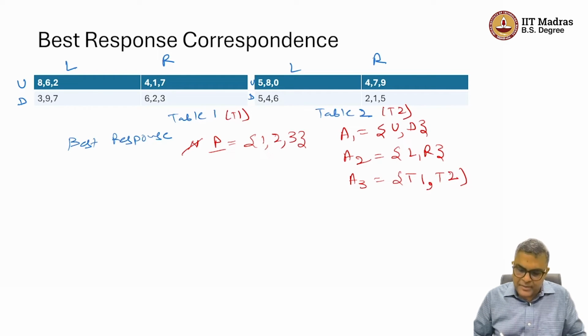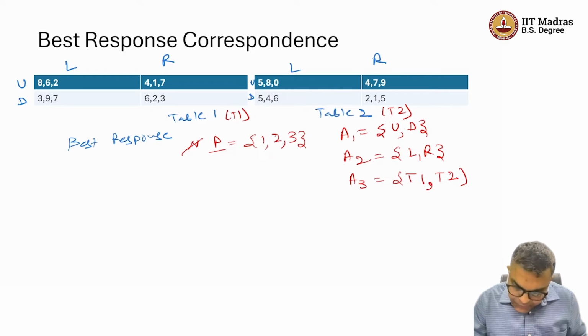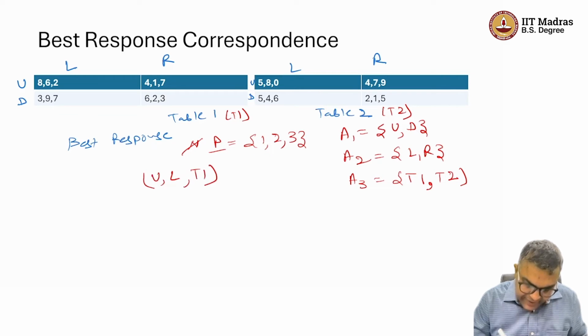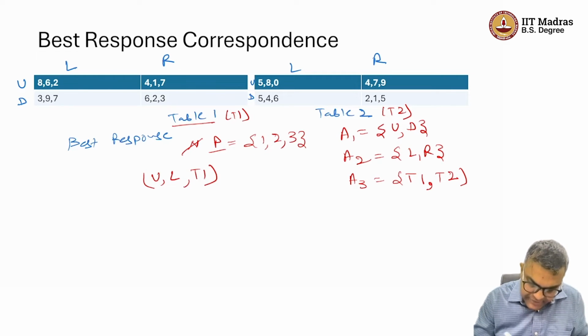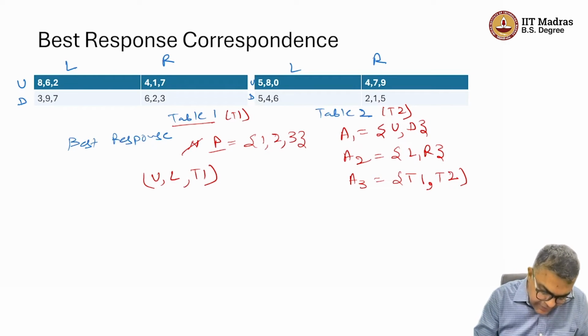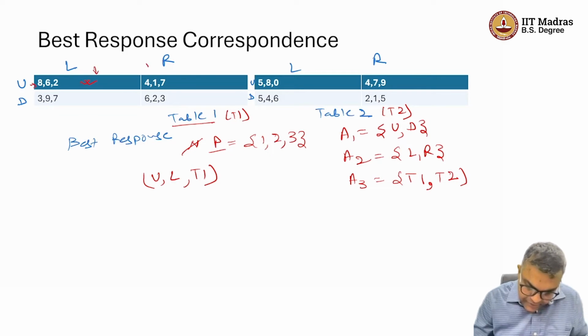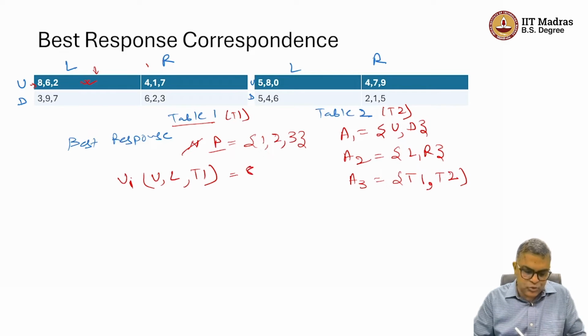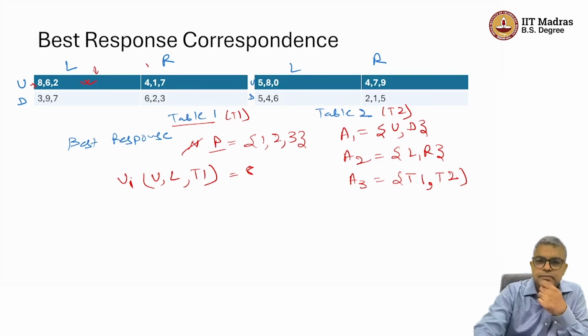And what are the payoffs? For example, if we have U comma L comma T1, this is an action profile. Table 1 is here, U here, L here. So the payoff to player 1 is 8, payoff to player 2 is 6, and payoff to player 3 is 2.